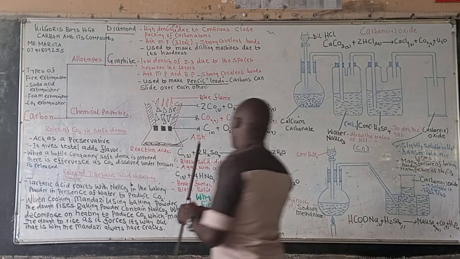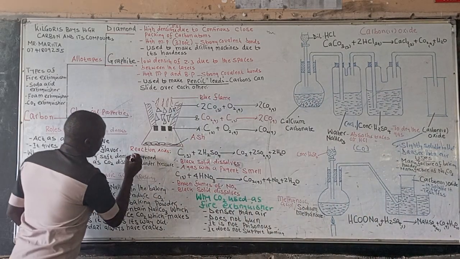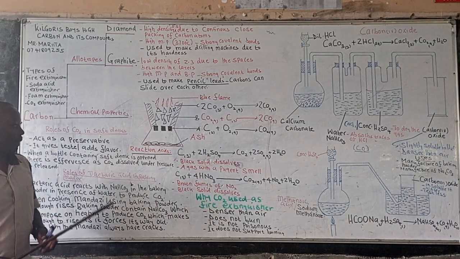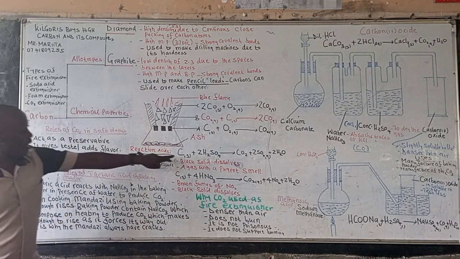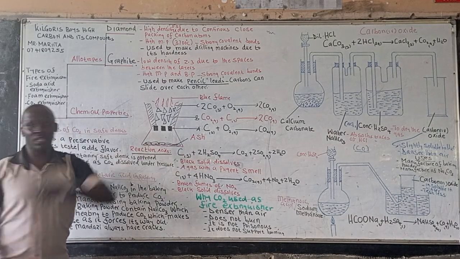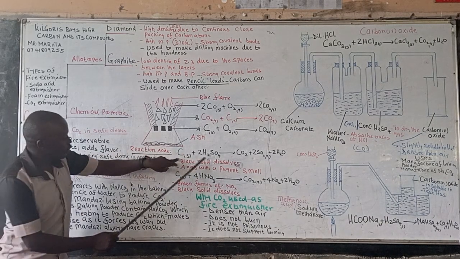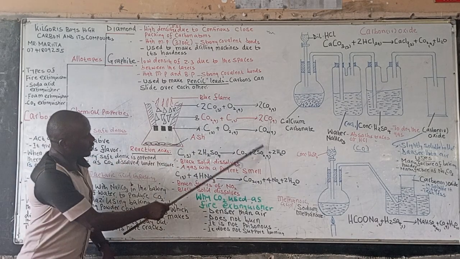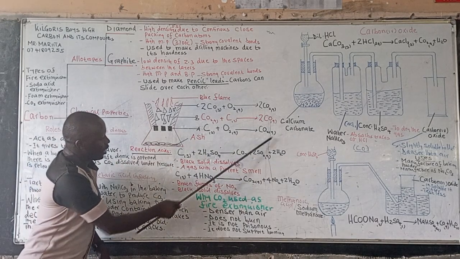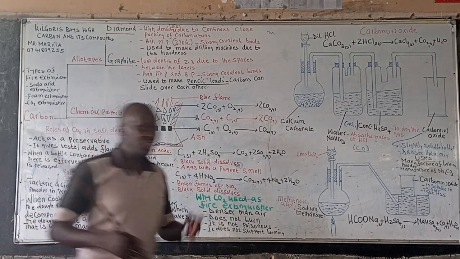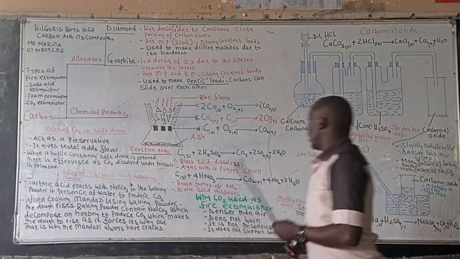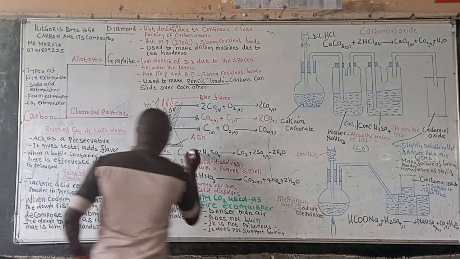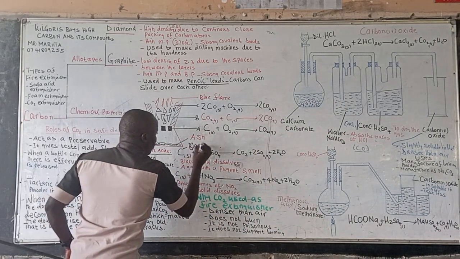So how does this carbon react with acids? The reaction of carbon with acids. In the first case, we have carbon reacting with concentrated sulfuric acid. Carbon can react with concentrated sulfuric acid to form carbon dioxide gas, sulfur dioxide gas, and then we have water. So what are the observations you can see in this case? There is this carbon, and the color of carbon here is black.